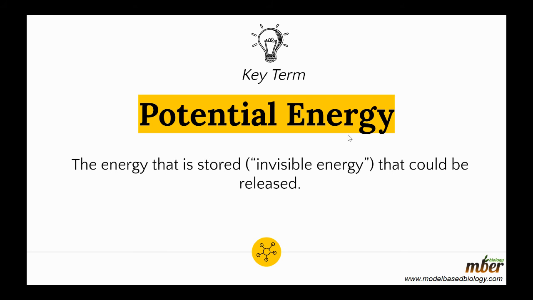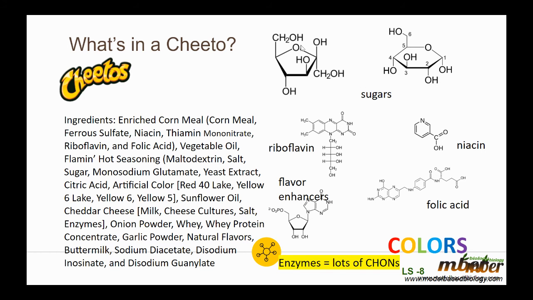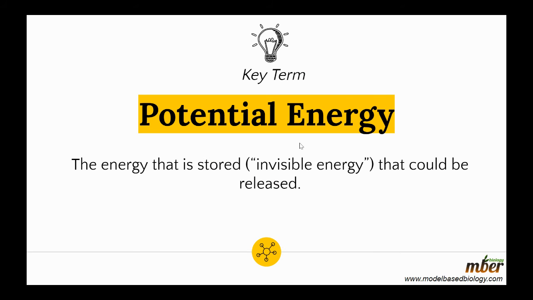Okay, so how we get energy is that, oh, hold on, I skipped ahead, go back. In each of these bonds, there is what's called potential energy. So when we break those bonds, it releases the energy. Not every single bond, right? But some of these bonds, when broken, will release energy. This is called potential energy. This is the energy that is stored, or invisible energy, that could be released. So when we break the bond, energy is going to be released between some of those atoms in those molecules.